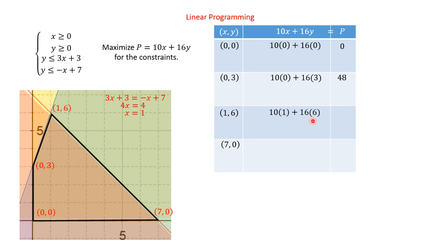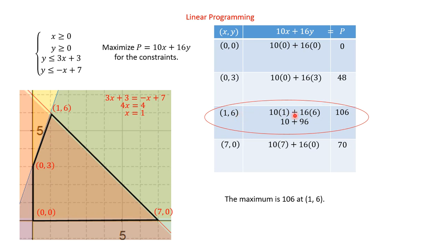We can plug in (1, 6). 10 times 1 is 10. 16 times 6 is 96. 10 plus 96 is 106. And plug in (7, 0). 10 times 7 is 70. And that's 0, so we have 70. And so we're maximizing. Well, 106 is the biggest. So the maximum will be at 106. The maximum is 106, and it happens at this point.